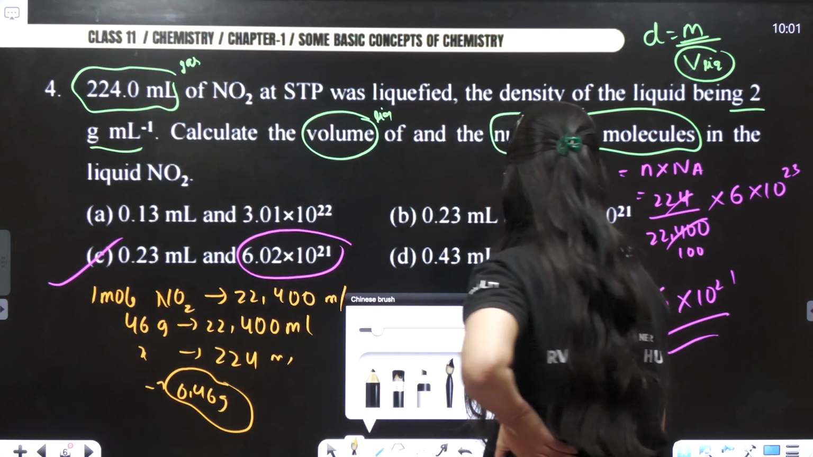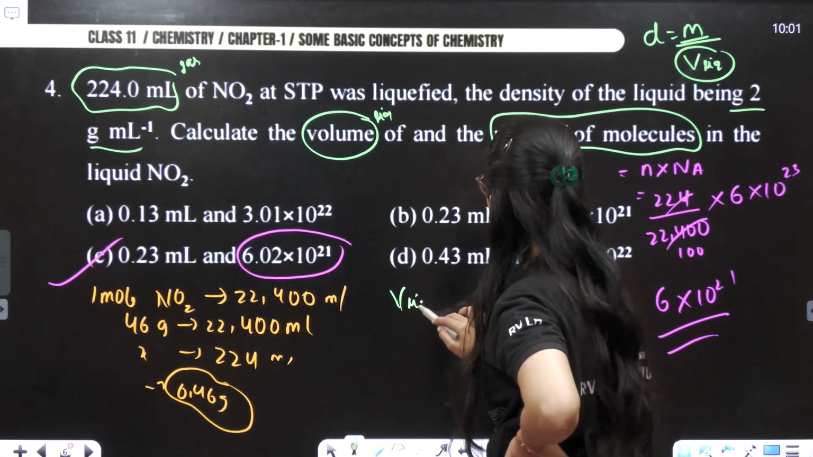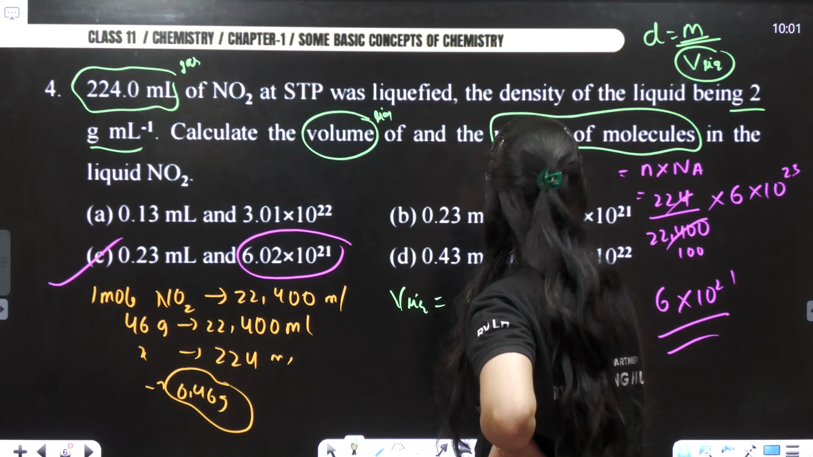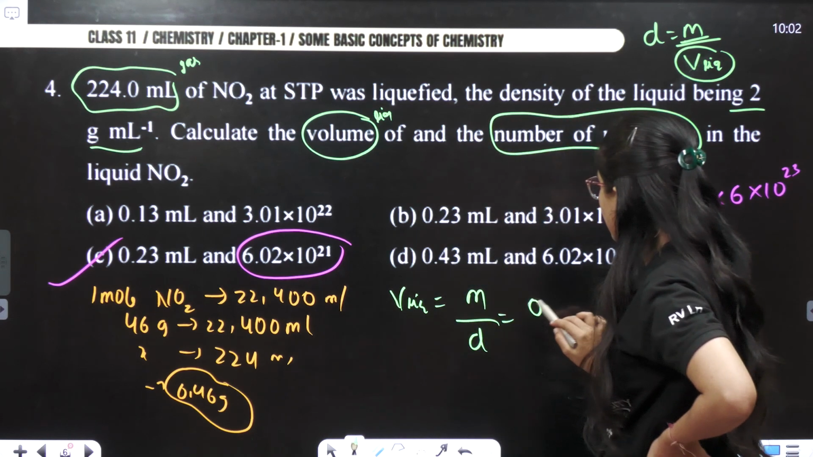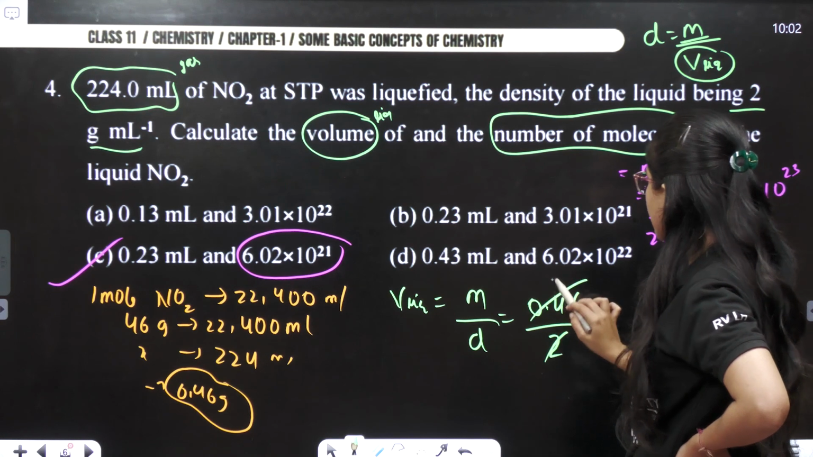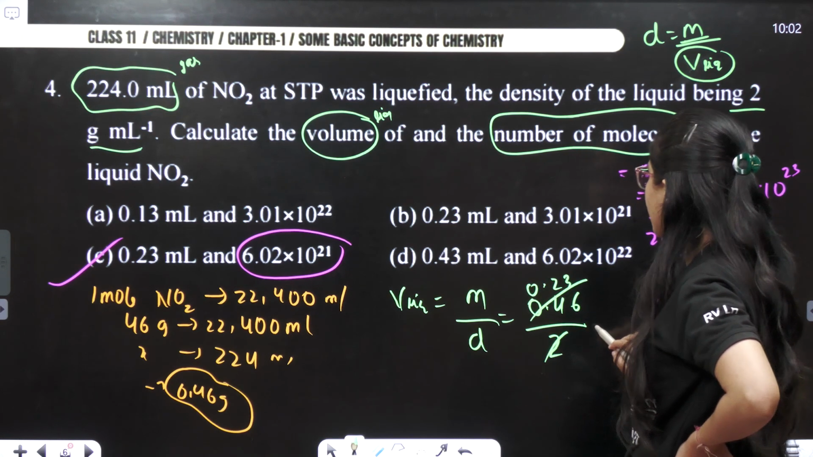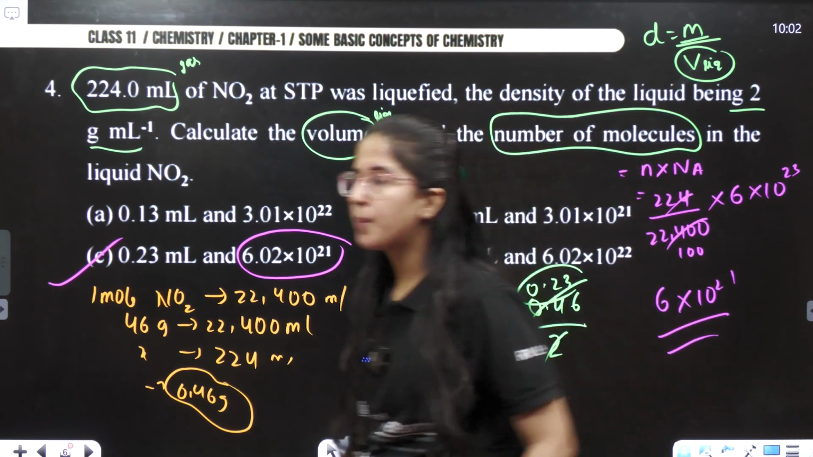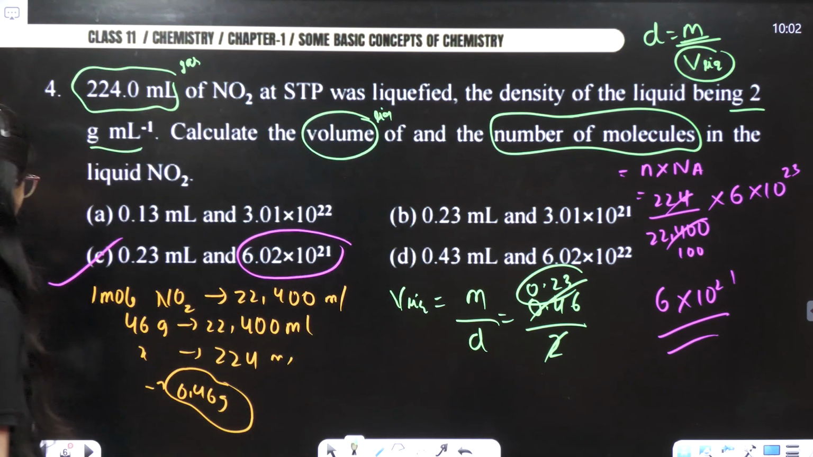You will be getting your volume of liquid as mass divided by density. So that is 0.46 divided by density, which is 2. So 2 2s are 4, 2 3s are 6, 0.23 mL you will be getting. So the correct option is option number C, 0.23 mL.